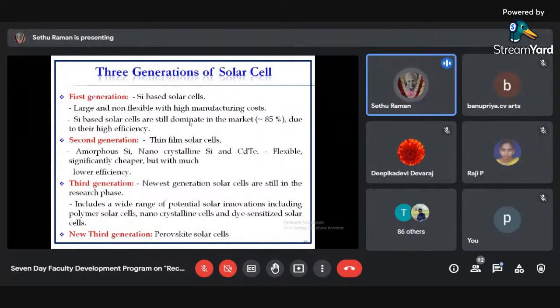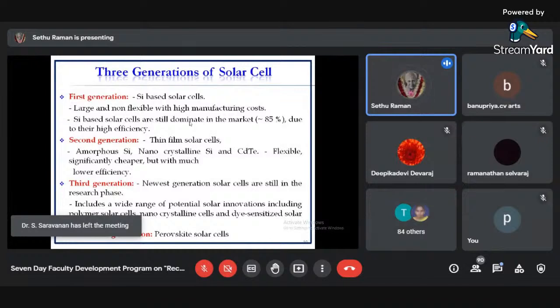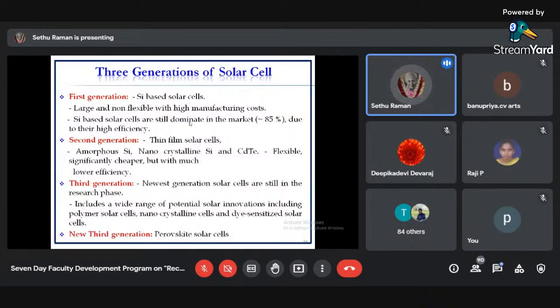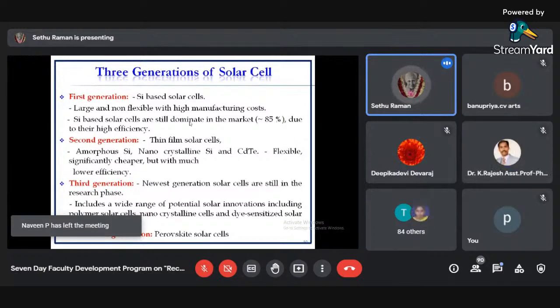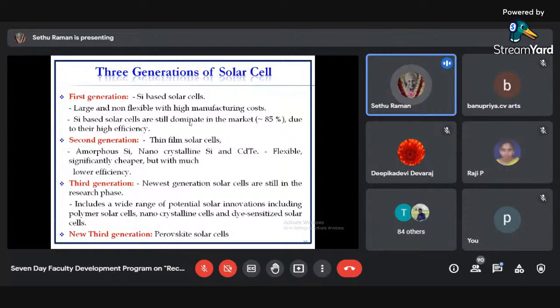Regarding generations of solar cells, of course, everyone knows the three generations. The first generation is silicon-based solar cells, which are large and non-flexible with a high manufacturing cost. Silicon-based solar cells are still dominant in the market. Almost 83% of solar cells are still single crystalline or polycrystalline silicon, due to their higher efficiency in industrial solar photovoltaic panels.